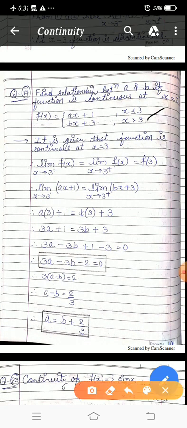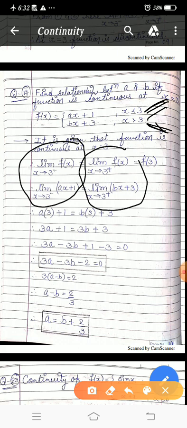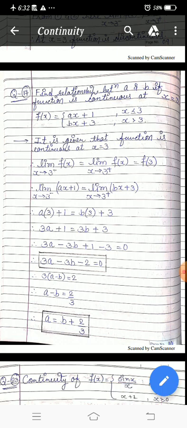For x greater than or equal to 3, the function given is ax plus 1, and for x less than 3, bx plus 3 is given. So by putting both values, for the left hand side limit the function will be ax plus 1, and for the right hand side limit the function will be bx plus 3, and we compare them.